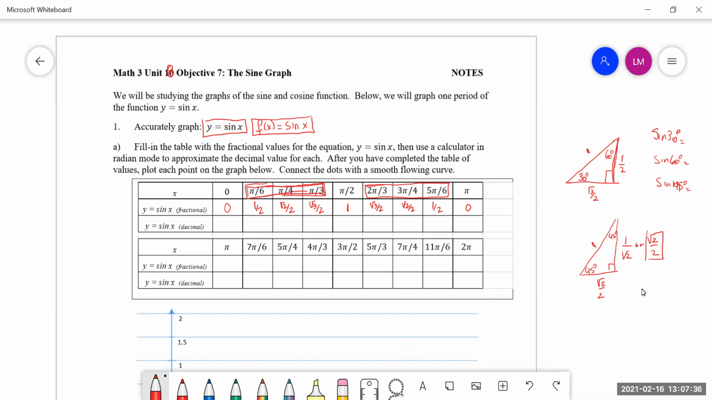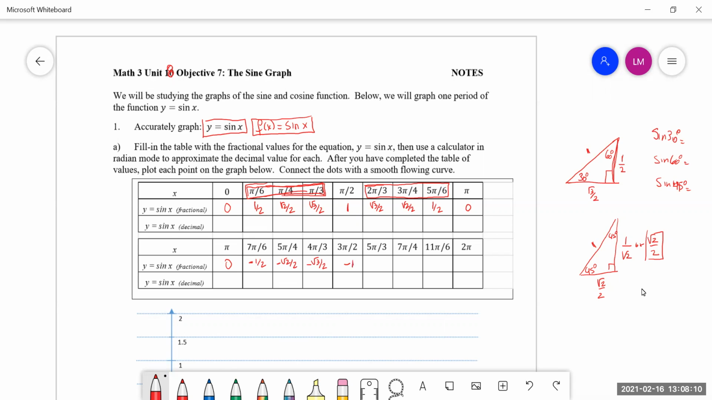Okay. Let's continue with our fractionals over here, okay? So the sine of pi is 0. The sine of 7 pi over 6 is negative 1/2. The sine of 5 pi over 4 is negative √2/2. The sine of 4 pi over 3 is negative √3/2. And the sine of 3/2 of pi is negative 1.